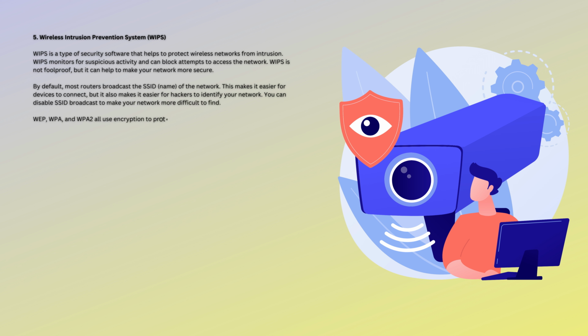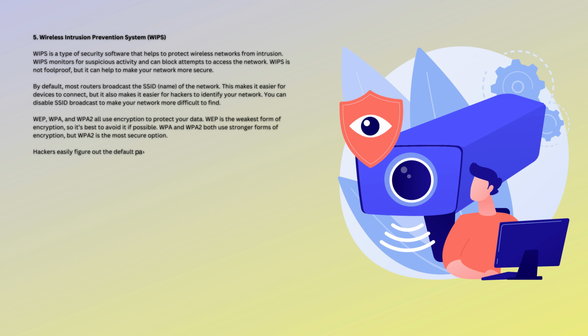WEP, WPA, and WPA2 all use encryption to protect your data. WEP is the weakest form of encryption, so it's best to avoid it if possible. WPA and WPA2 both use stronger forms of encryption, but WPA2 is the most secure option.